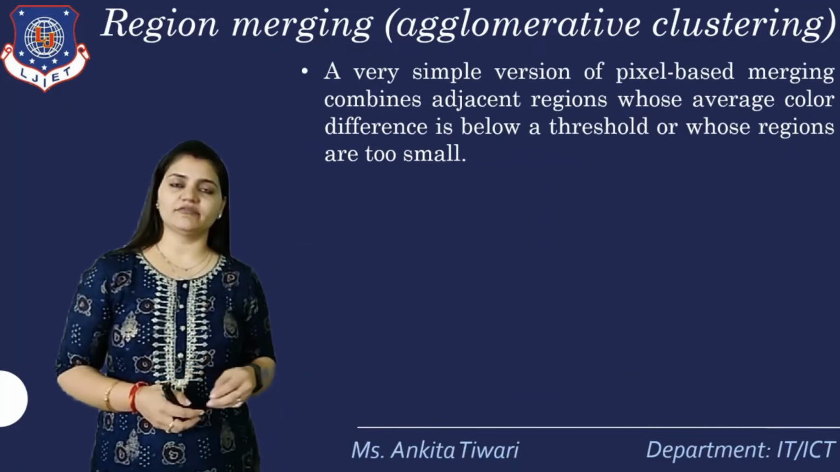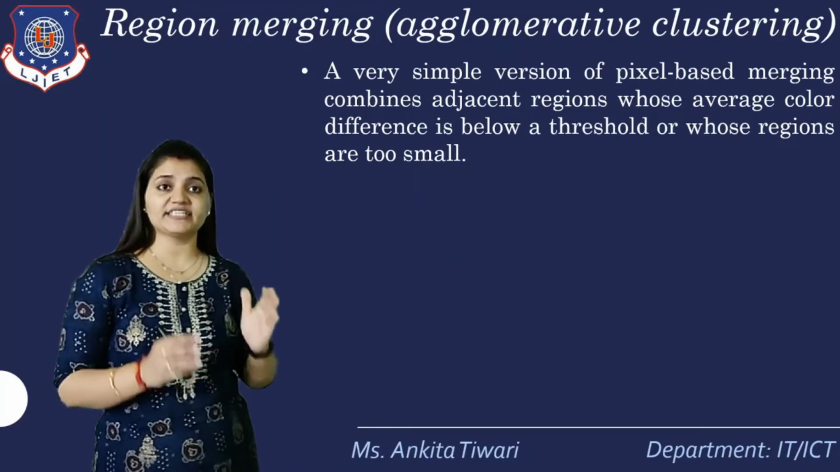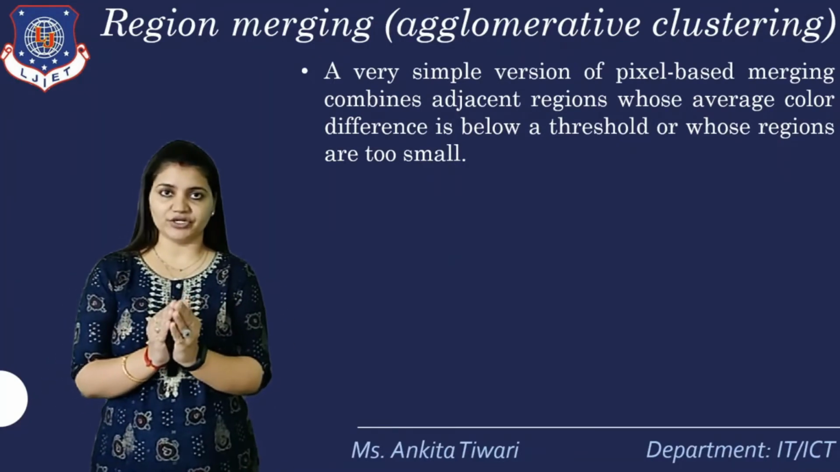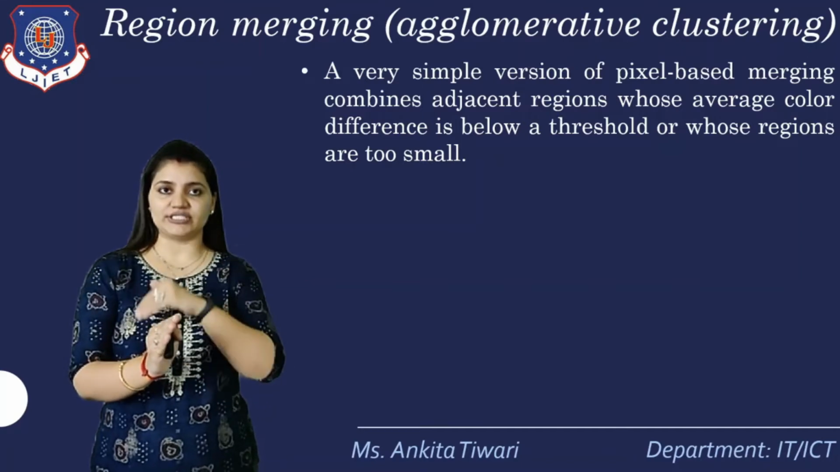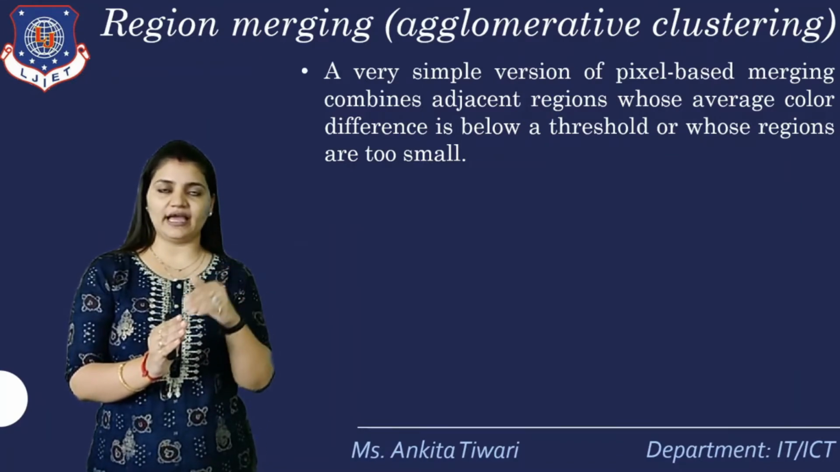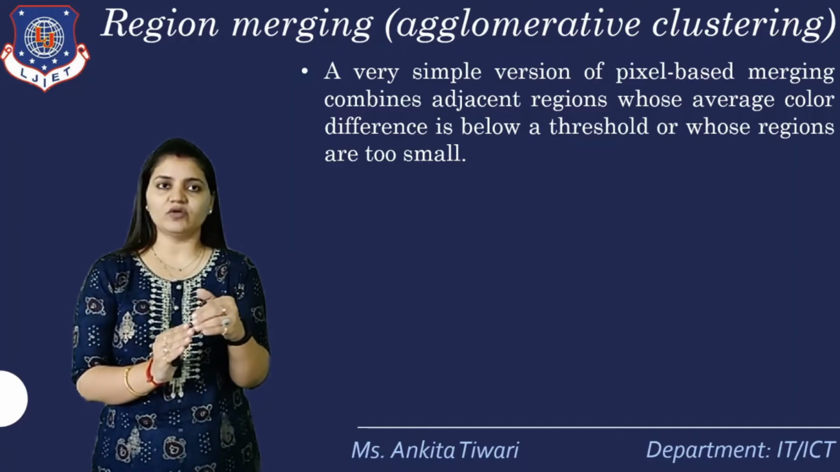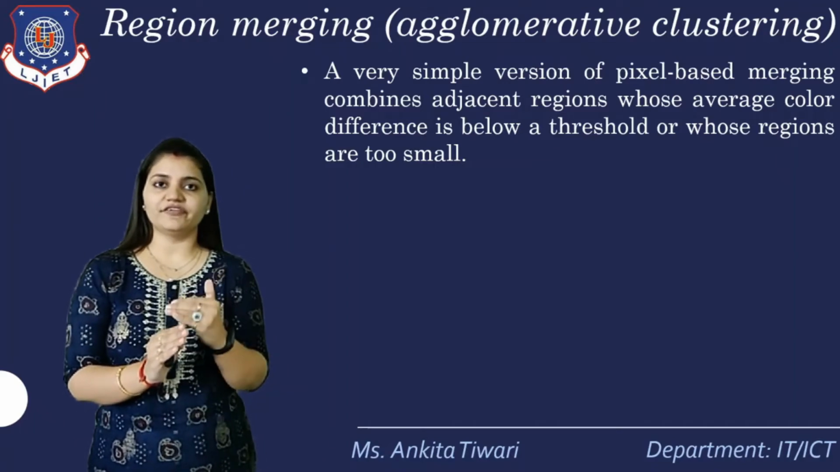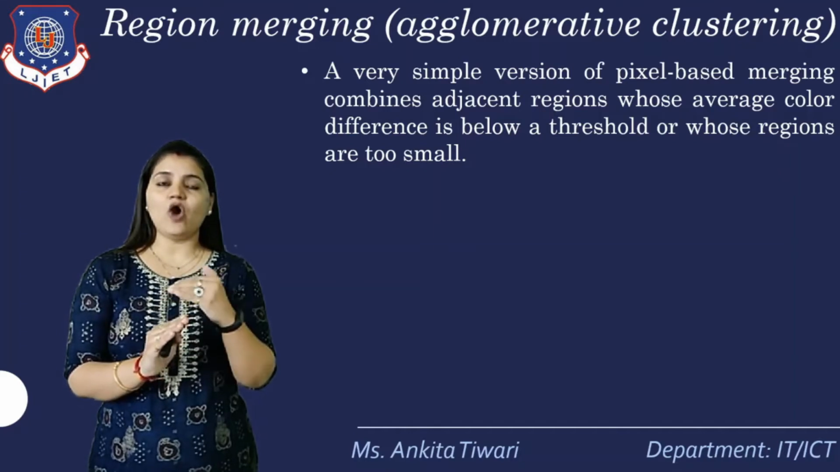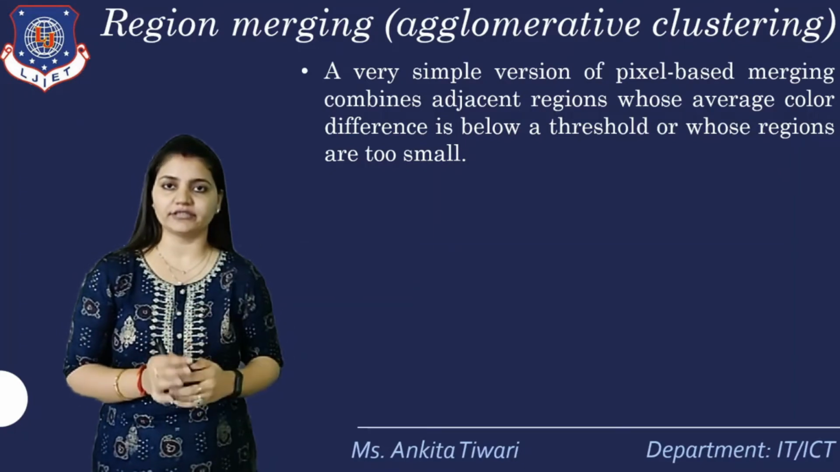Region merging is a simpler version of pixel-based merging: combining adjacent regions whose average color difference is below a threshold, or whose regions are too small. We are differentiating the colors because we are doing the segmentation with respect to the color pixel positions.